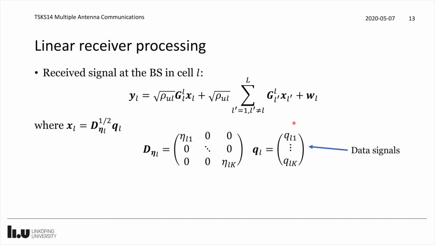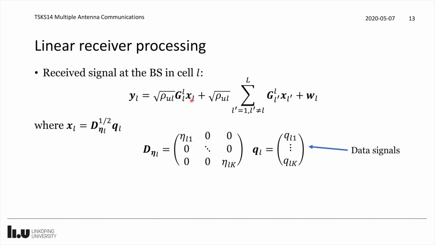And each of those ones are multiplied with the power control coefficients, eta L1 to eta LK, and these are coefficients between 0 and 1 that tell us are we transmitting with the full power, rho uplink, when we have a 1, or no power at all when we have a 0. We take the square root of this diagonal matrix, which means taking the square root of each of the eta terms. We multiply the matrix with QL in order to multiply them pairwise, and then we get a signal transmitted by the users in cell L.